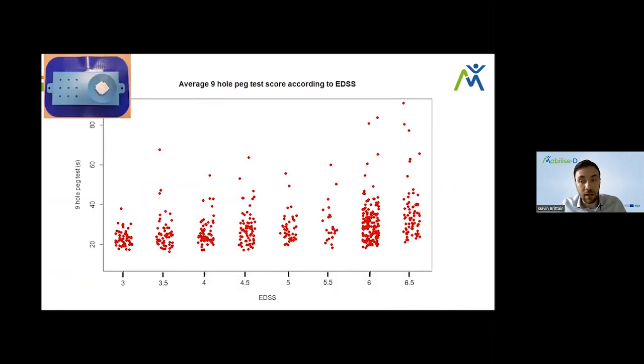EDSS scores, when compared against the average time for both hands to complete the 9-hole peg test, which again is the test that you've seen Ellen talk about, where you move the pegs into the holes and take them back out again. And as expected, 9-hole peg test time increases as EDSS score increases, demonstrating that hand function declines as severity of MS increases.